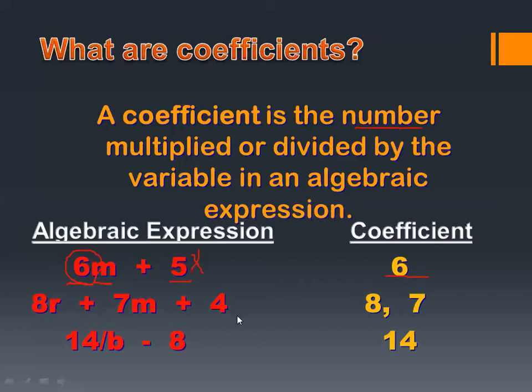Next, if you look very carefully, 14 upon b minus 8. Here you have a number, 14, and 14 is divided by b, that is your variable. So any number that is divided by the variable will also become a coefficient. But 8 is not a coefficient because it is not multiplied or divided by any variable. So a number that is multiplied or divided by a variable in an algebraic expression is called a coefficient. Now you don't say "the number 8"; you will say "the coefficient 8." And r is the variable.